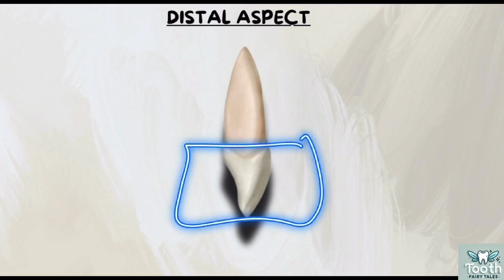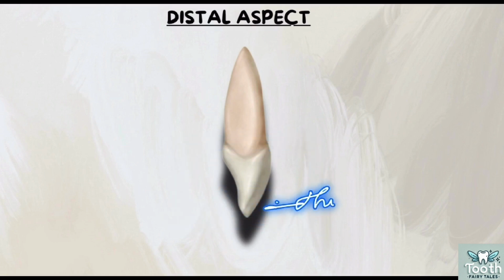So from the distal side, the crown, especially at the incisal third, is appearing thick. Why is it appearing thick? This is because of the slope of the labial surface towards the distolingual side. Because of the slope of this labial surface towards the distolingual side, the incisal third from the distal side appears to be thicker.